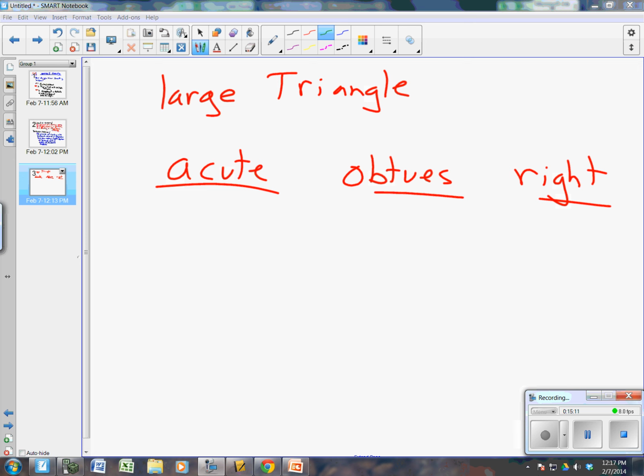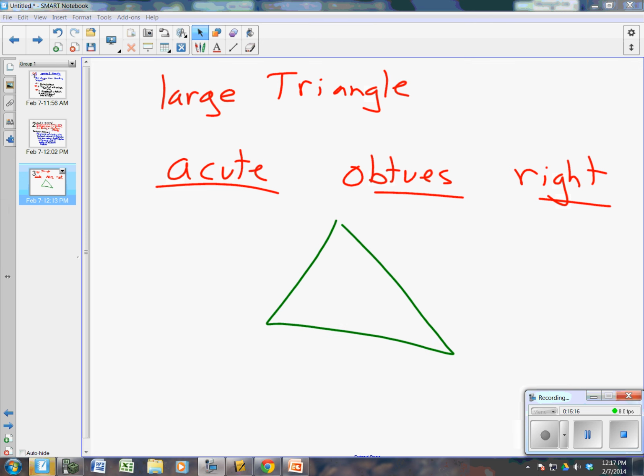Now I want you to take your triangle, whatever kind of triangle it is, and I want you to shade in just a little bit at the end of each corner. You'll see why in just a little bit. Each vertex, I want you to shade it in. You can use colors if you have some.